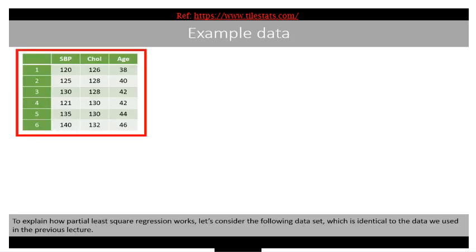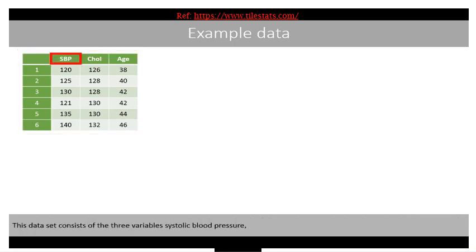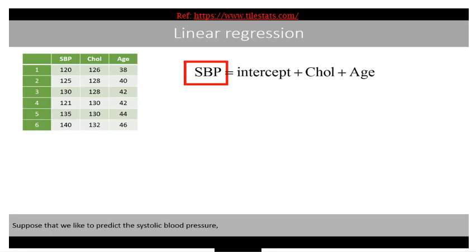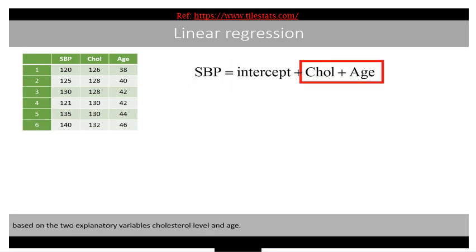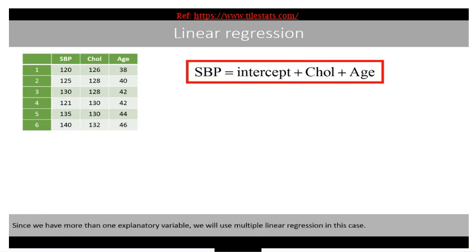To explain how partial least square regression works, let's consider the following dataset, which is identical to the data we used in the previous lecture. This dataset consists of the three variables systolic blood pressure, cholesterol level, and age, which have been collected from 6 individuals. Suppose that we like to predict the systolic blood pressure based on the two explanatory variables cholesterol level and age. Since we have more than one explanatory variable, we will use multiple linear regression in this case.